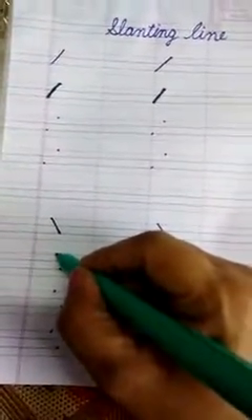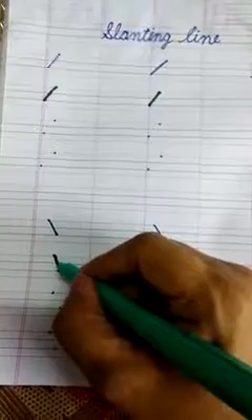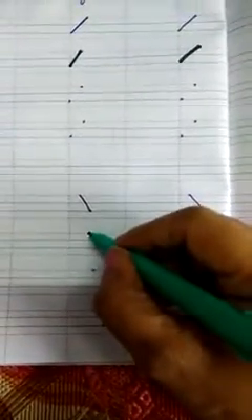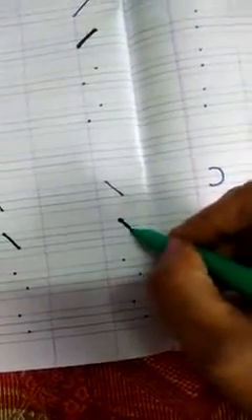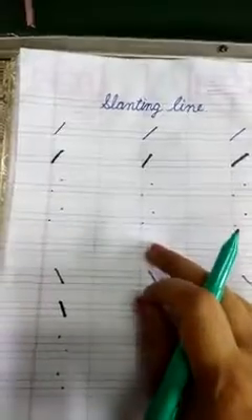Now there is another way to write slant. Start from the pink line. Take it down. Touch the blue line. Here also like this. Start from the pink line. Going downward, touch the blue line. And parents will put the dots like this only.